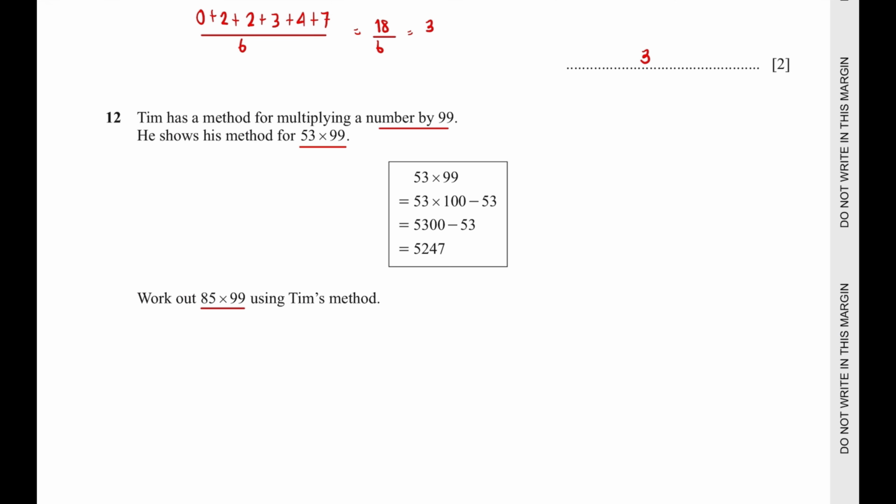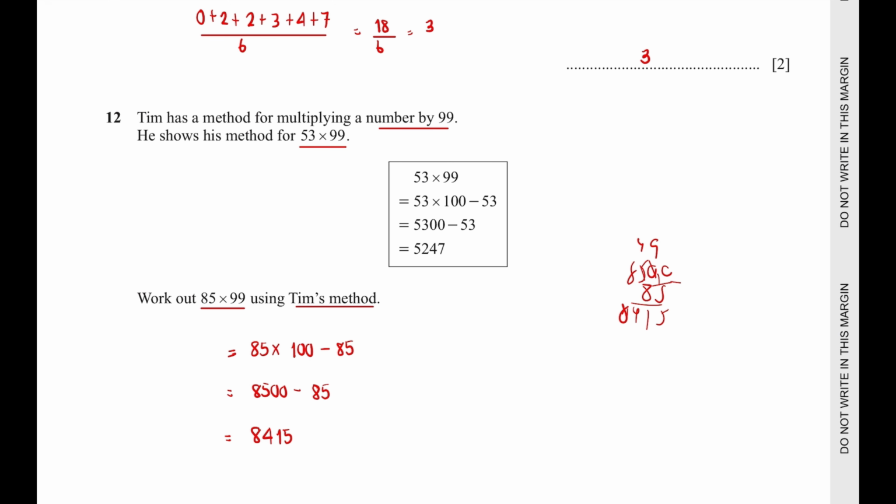So work out the value of 85 times 99 using Tim's method. So we will have 85 times 100 minus 85. So it is equal to 8,500 minus 85. So it is equal to 8,415.